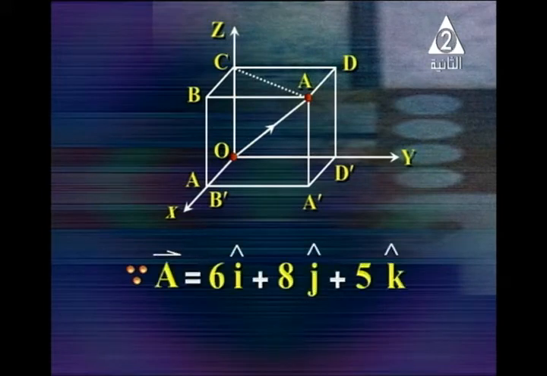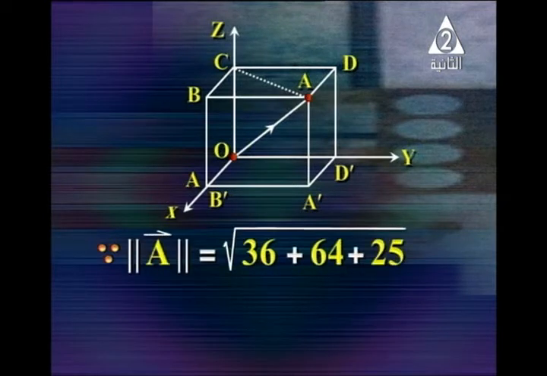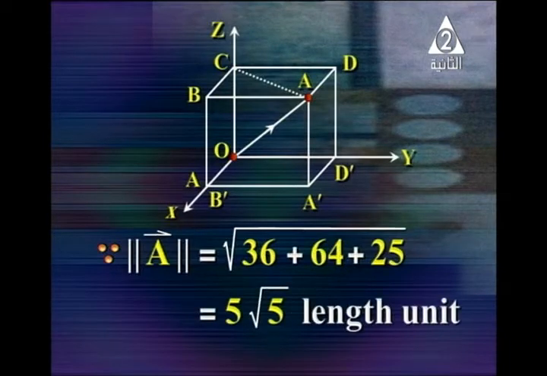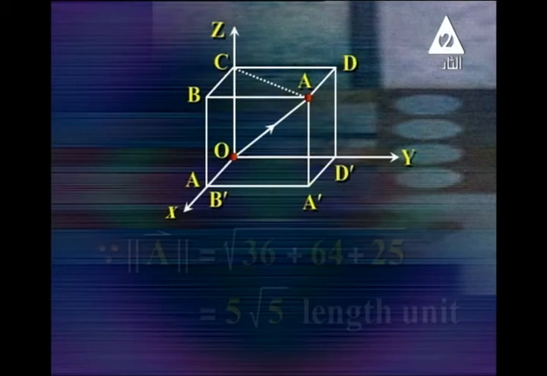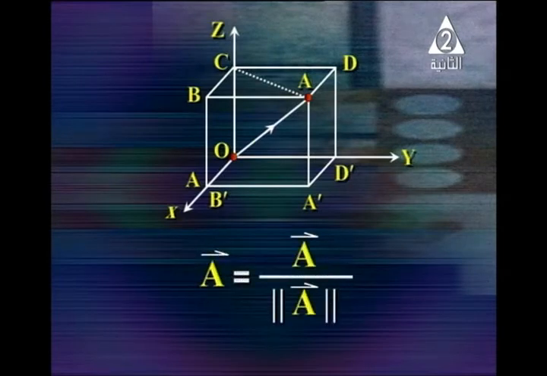Dear student, vector A equals 6i vector plus 8j vector plus 5k vector. What is the norm of A? The square root of the coefficient of x squared plus the coefficient of y squared plus the coefficient of z squared. The norm of vector A is the square root of 36 plus 64 plus 25. The answer is 5 root 5 length units. This is the norm of A. After that, the unit vector in the direction of A equals vector A over the norm of vector A.